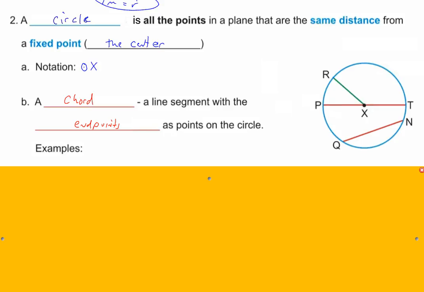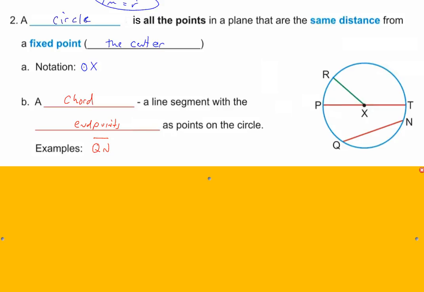Don't do this on your circle, but I'll show you a bunch of chords. That's a chord. That's a chord. That's a chord. Right? That's a chord. So as long as both endpoints of the segment are points on the circle, then it's a chord. So if I were going to write an example, I would do QN with the line segment symbol over top. Line segment QN. Now, with the points illustrated and the lines illustrated, are there any other chords shown besides chord QN?